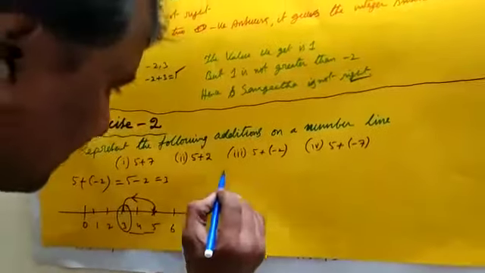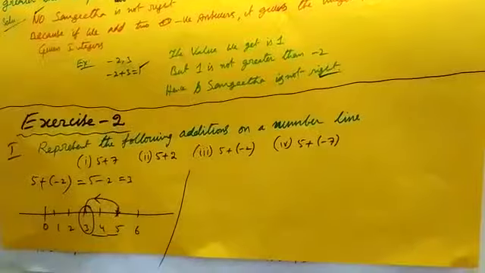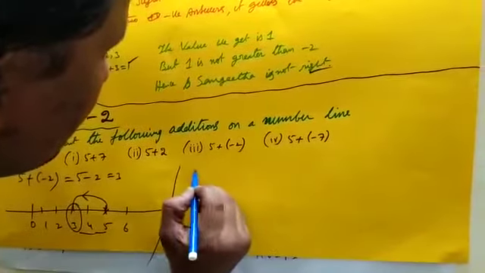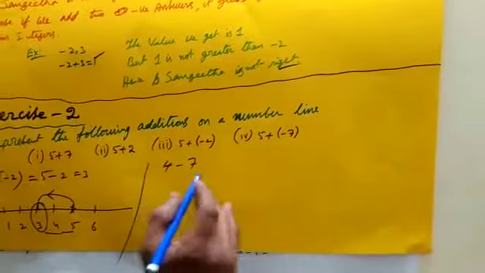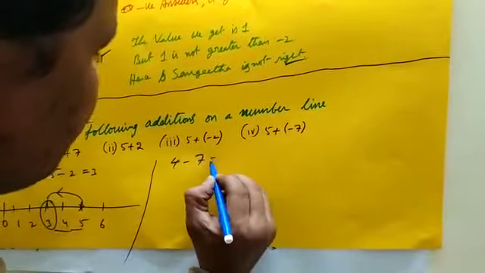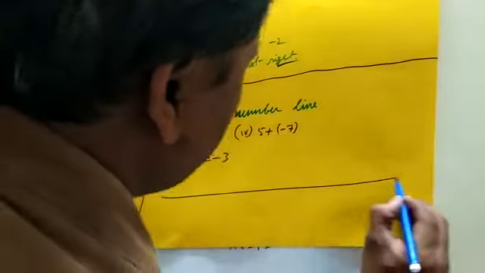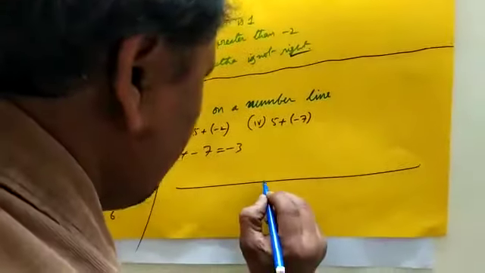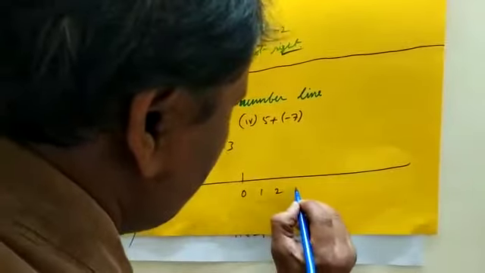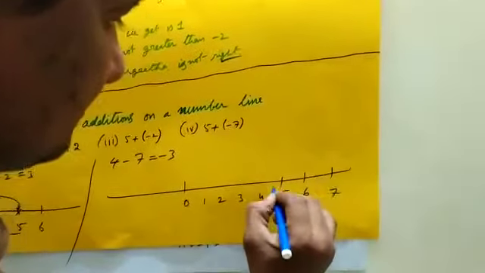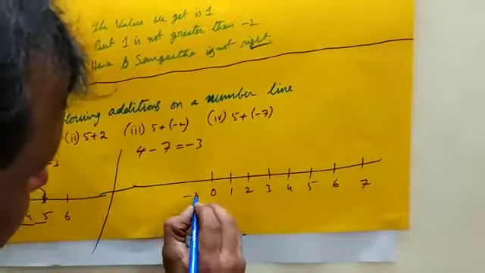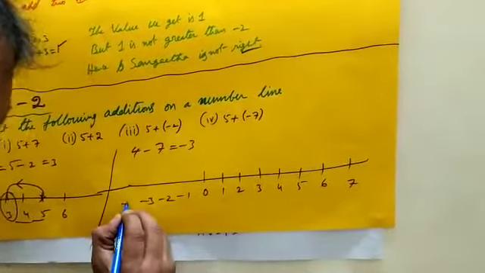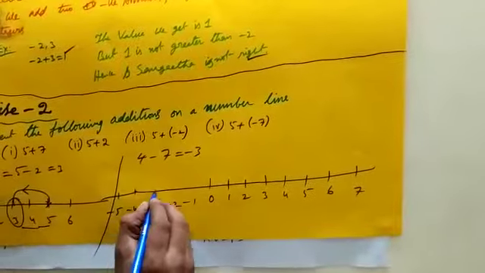Let me take one more example. For example, 4 minus 7, using the number line. The 4 minus 7 is equal to minus 3. Therefore, using the number line: 0, 1, 2, 3, 4, 5, 6, 7, and on the negative side minus 1, minus 2, minus 3, minus 4, minus 5.